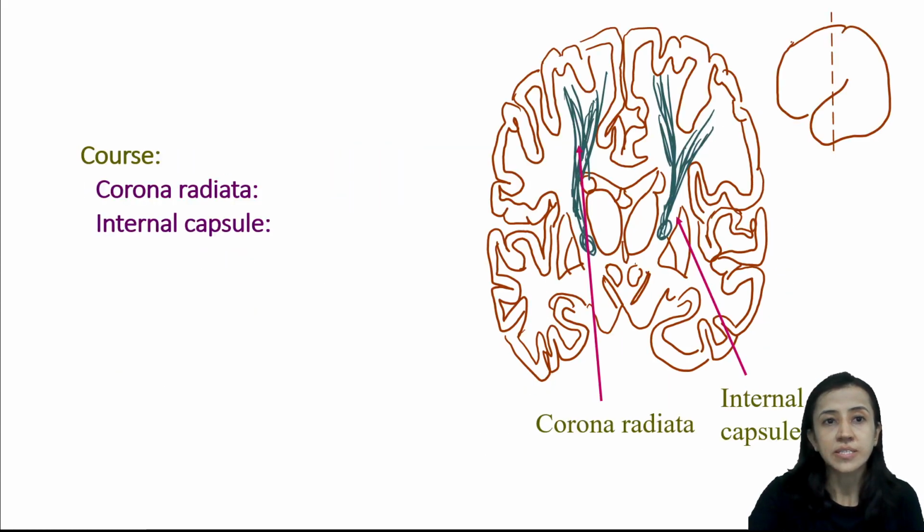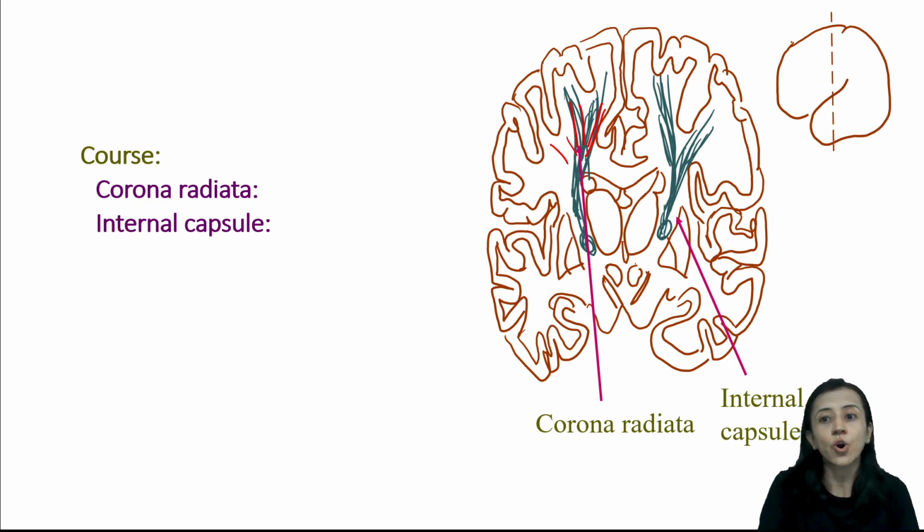Now we'll discuss the course. After taking origin, you can see these pyramidal tract fibers run downward. At first they are in a diffuse manner, and then they form the corona radiata, meaning they are fan-like, like this. You can see here diffusely, and that is known as the corona radiata.